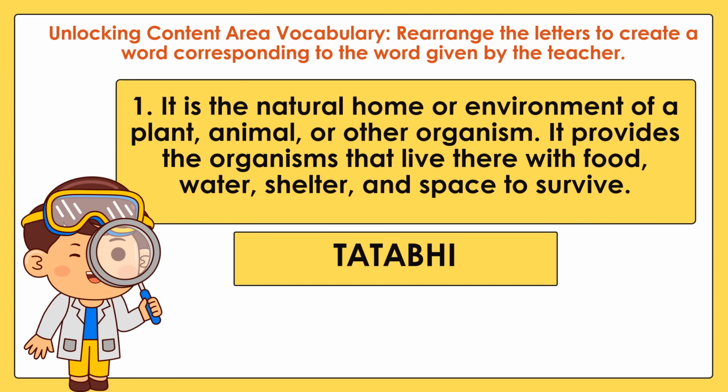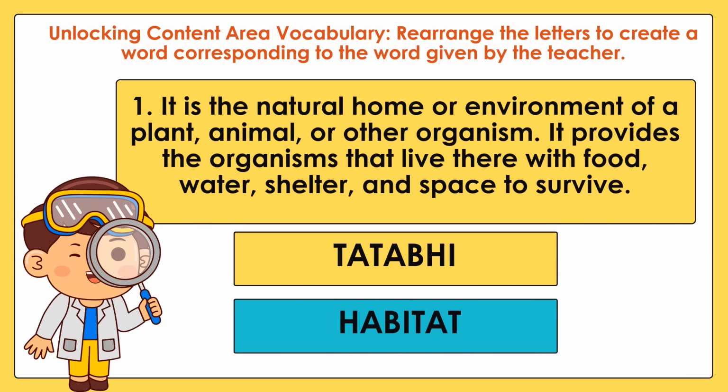Let's have vocabulary. Rearrange the letters to create a word corresponding to the word given by the teacher. Number 1, it is the natural home or environment of a plant, animal, or other organism. It provides the organisms that live there with food, water, shelter, and space to survive. What is the answer? Correct. The answer is habitat.